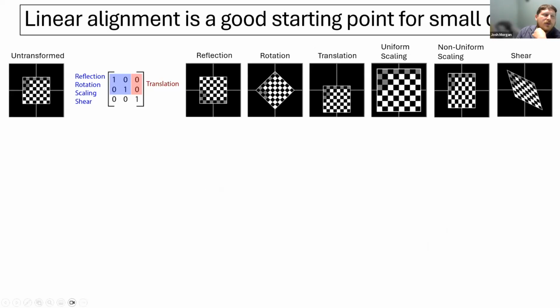Okay, so here we have our untransformed image. We have reflection, rotation, translation, uniform scaling, non-uniform scaling, and shear. All of these are linear transformations. It means that lines that started out parallel in the first image are still going to be parallel when you transform them. The nice thing about linear transformations is that all of these transformations can be represented in this nice little 3x3 kernel where reflection, rotation, scaling, and shear are encoded.